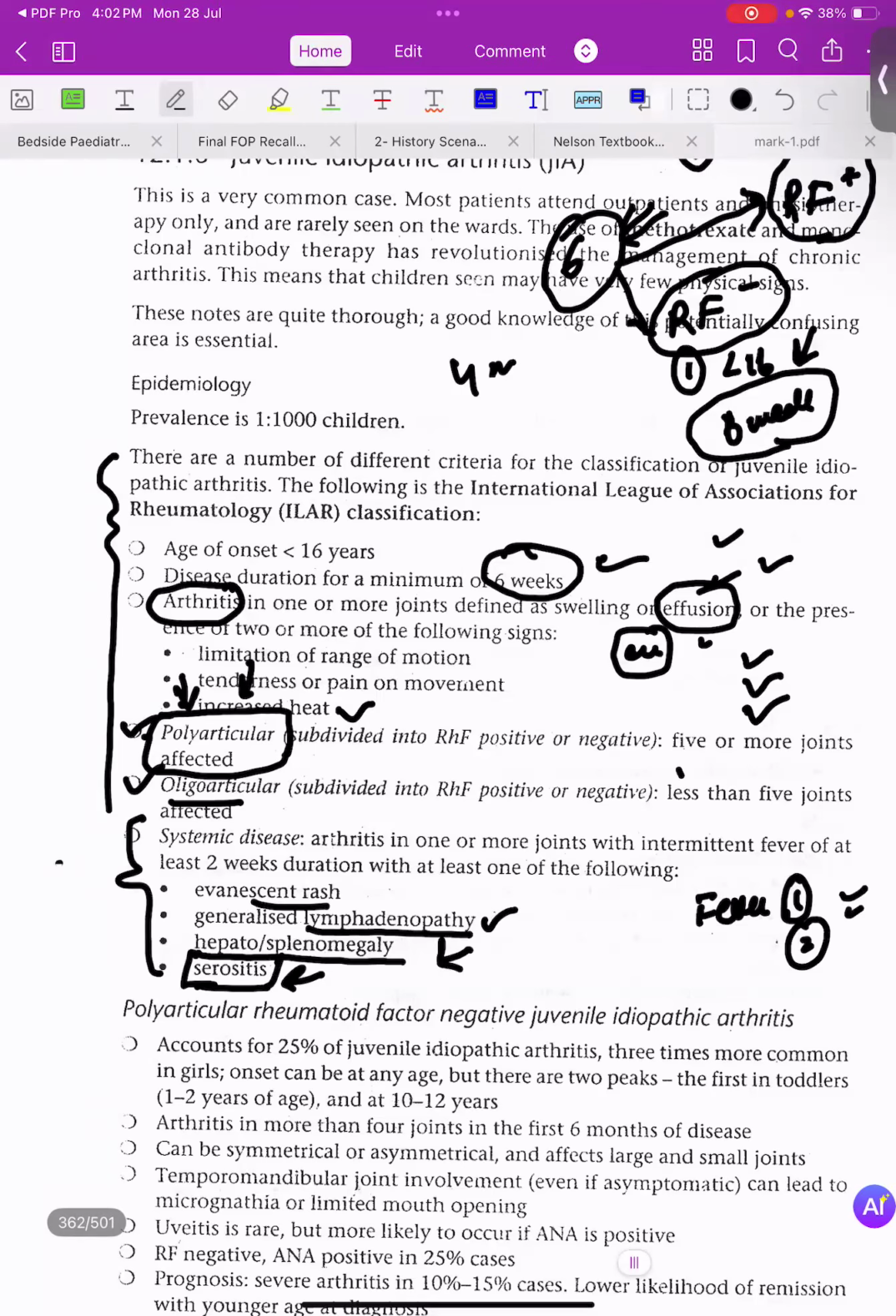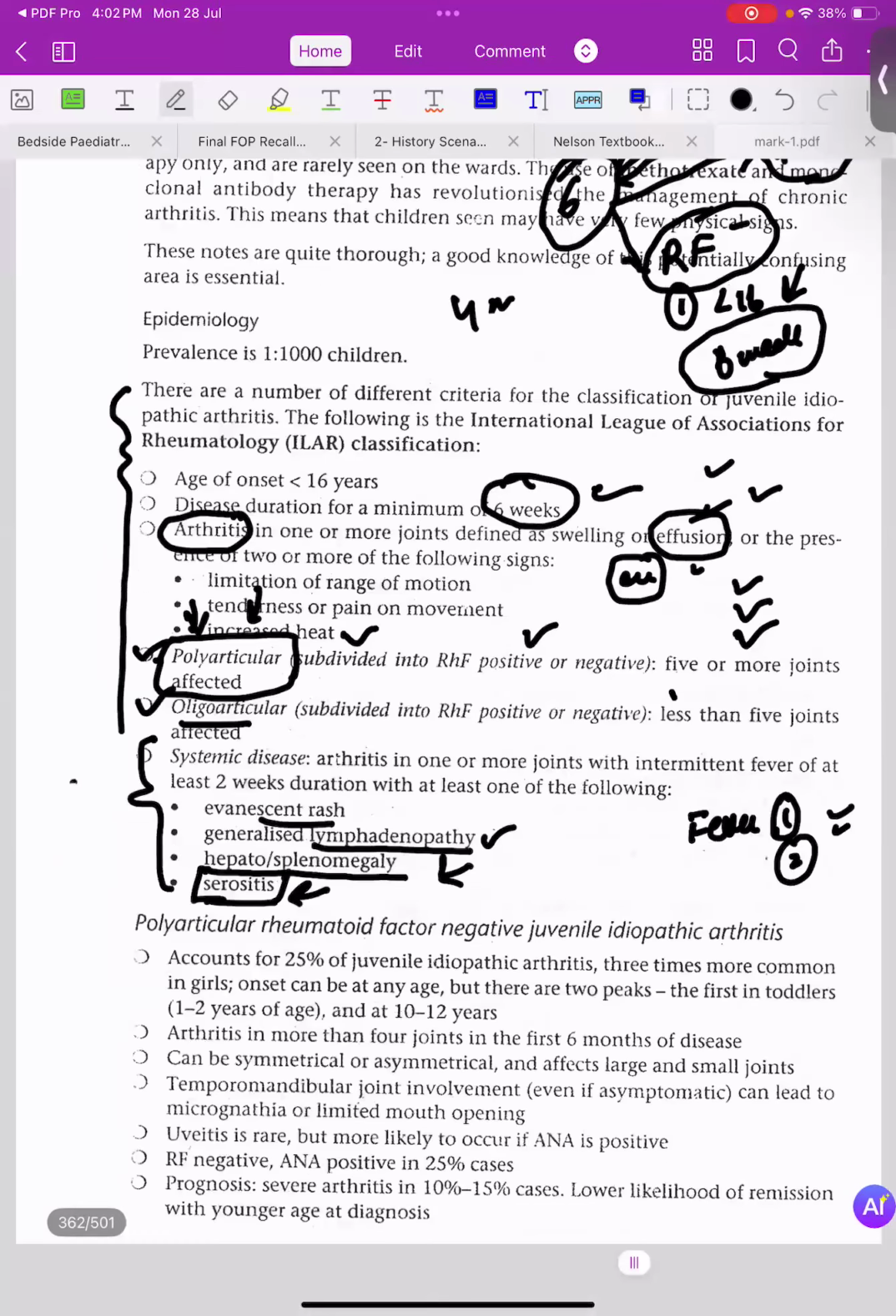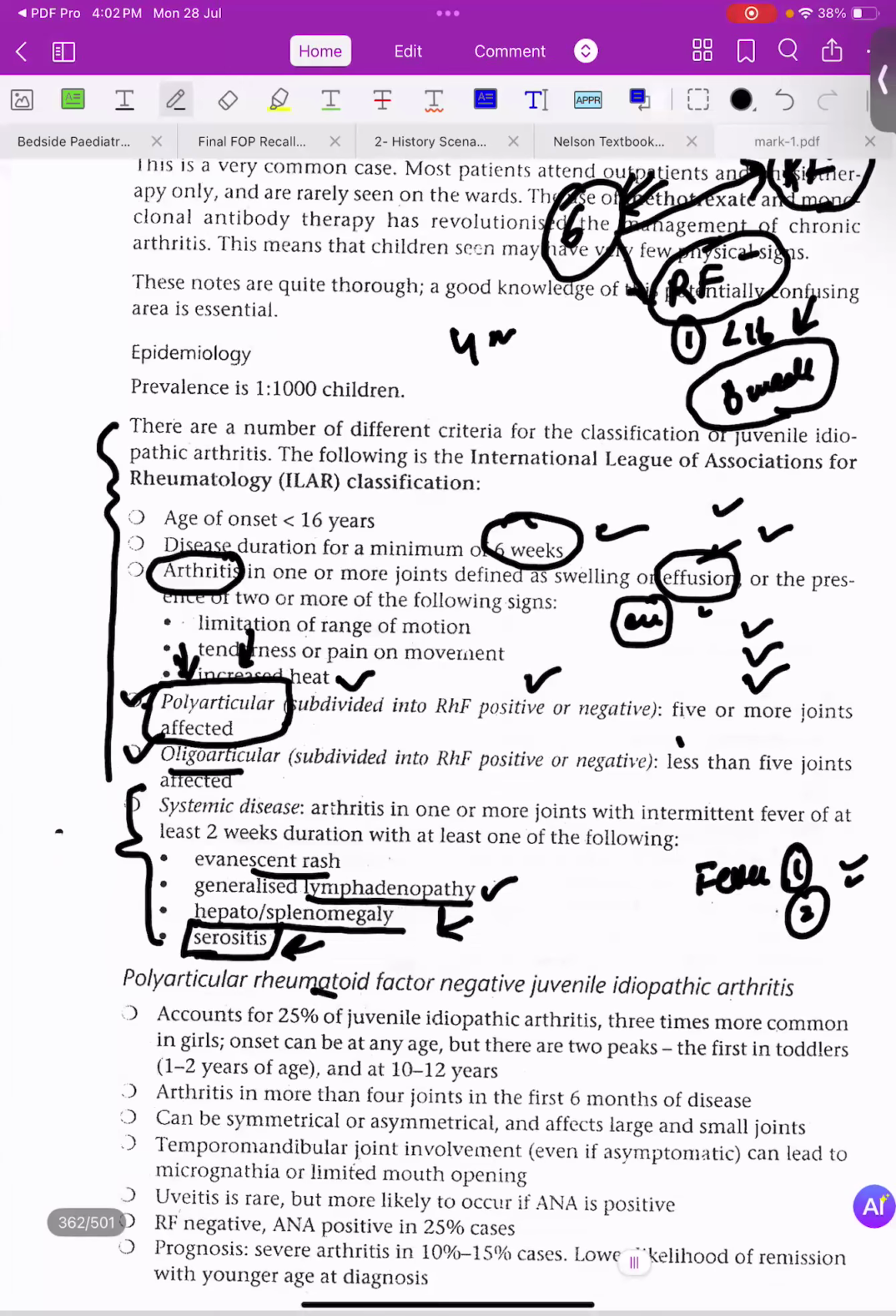Okay, so we have decided this was a polyarticular. In the polyarticular, next we have to decide whether it was rheumatoid factor positive or negative. Was John rheumatoid factor positive or negative? What we presented yesterday? Most likely that was rheumatoid factor negative. Yes, there is rapid progression, but we couldn't find any rheumatoid nodule on the history in our patient.